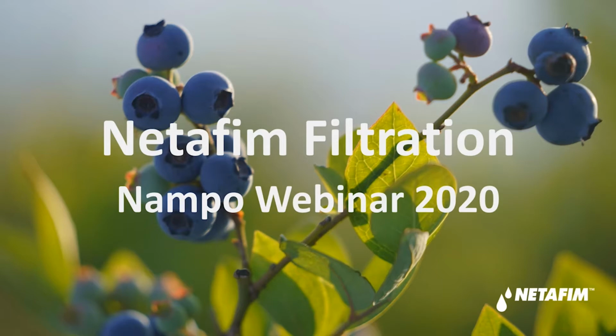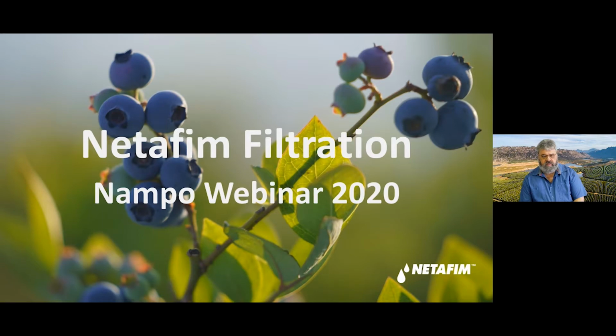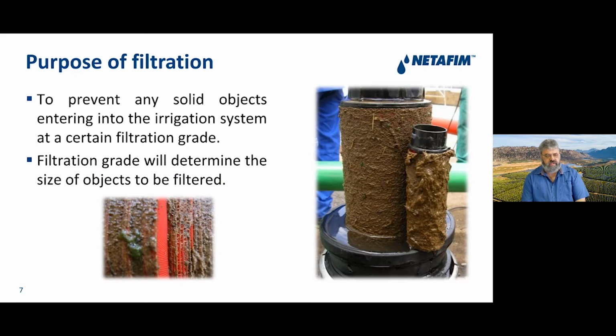The idea of this webinar is to look at different filtration types and the application, and what influences the criteria in selecting different filtration. Firstly, the purpose of filtration is to prevent any solid objects entering into the irrigation system, but that is for a certain filtration grade. And the grade of filtration will be determined by the size of the objects that we need to filter or to protect the system from. As you can see there, everything is solid objects.